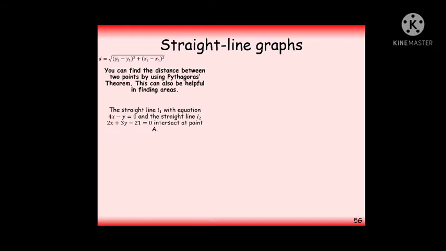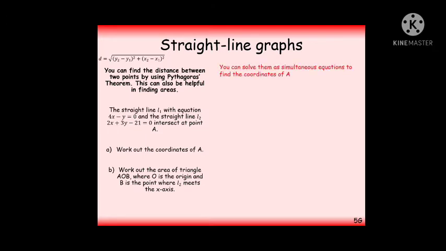The straight line L1 with equation 4x minus y equals 0, and the straight line L2, 2x plus 3y minus 21 equals 0, intersect at point A. Find the coordinates of A, and work out the area of the triangle AOB, where O is the origin, and B is the point where L2 meets the x-axis. So you can solve them as simultaneous equations to find the coordinates of A. So I want 4x equal to y, and I want to sub that one in.